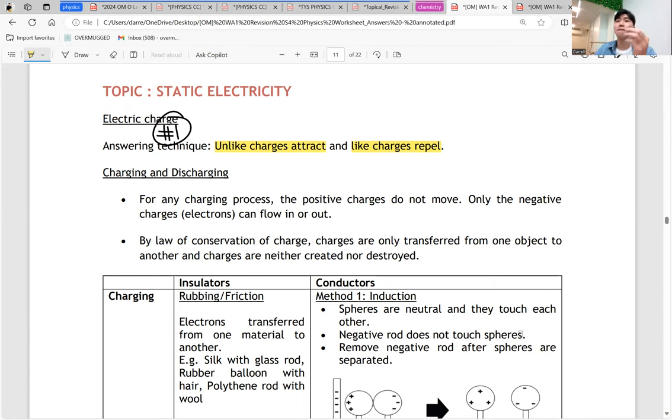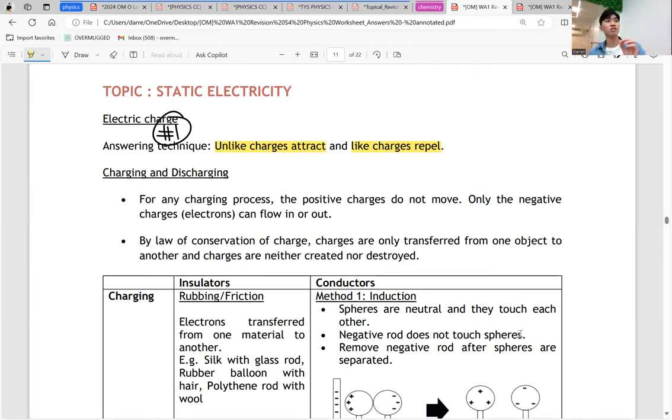So it's true. But I think the emphasis here is to make sure that whenever you answer or explain, you have to bring this up. Charges do not move by themselves for no reason. So if you want to talk about the electrons flowing in or out, you have to justify it by saying it's due to the fact that unlike charges attract, therefore the electrons flow into the sphere, or because like charges repel, the electrons flow out of the sphere.